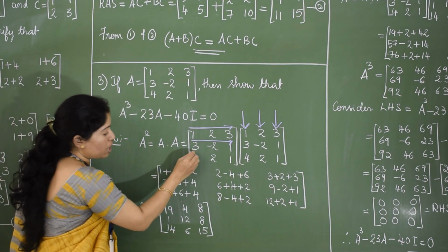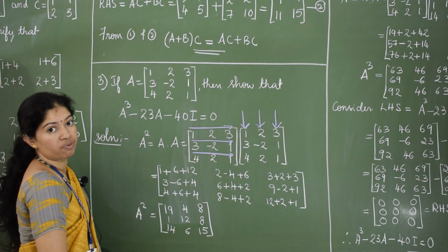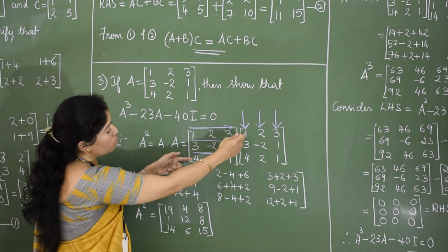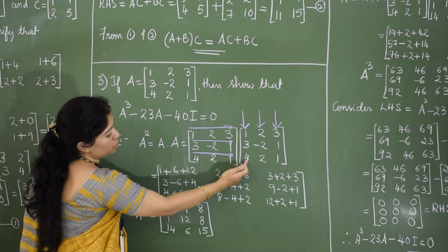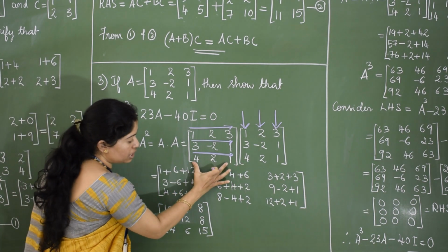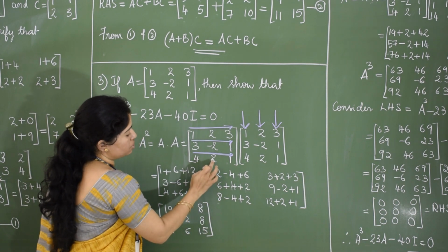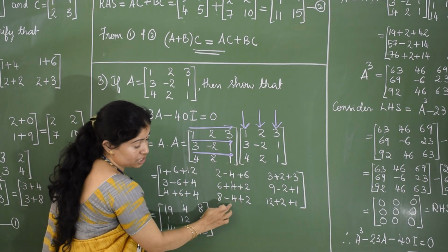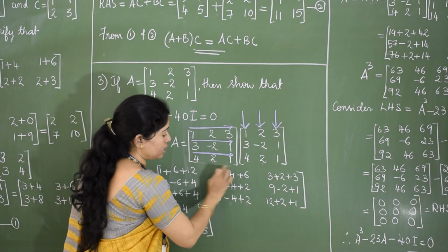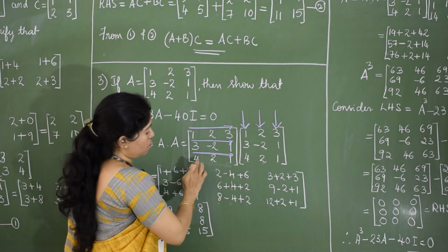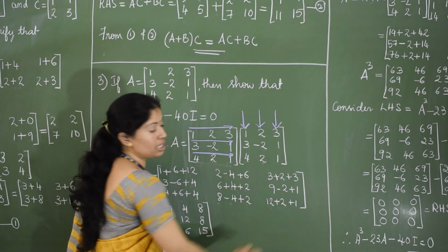So third row means you have to take third row and multiply the corresponding elements of the first column. 4 into 1, 4, plus 2 into 3, 6, plus 1 into 4, 4. Next, third row with the second column. 4 into 2, 8, plus 2 into minus 2 is minus 4, plus 1 into 2, 2. Next, this one, again, third row with the third column. 4 into 3, 12, plus 2 into 1, 2, plus 1 into 1, 1.